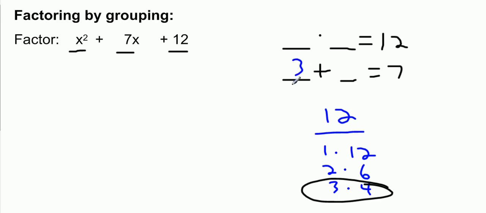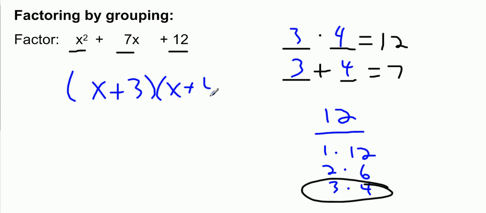We look for the one that's going to add to 7. We make sure it works: 3 plus 4. And we've been saying, okay, well, that means the answer is x plus 3 and x plus 4. Okay, this is correct. This is all you ever have to do in these problems, as long as the coefficient in front of the x squared is 1, right? Now, for this semester, anytime you see this, this is all you have to do.